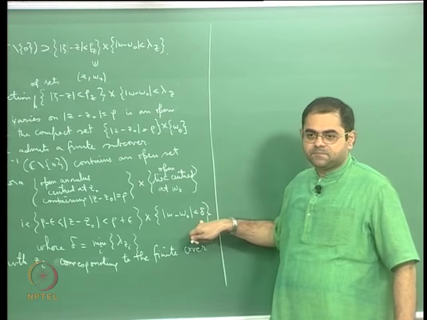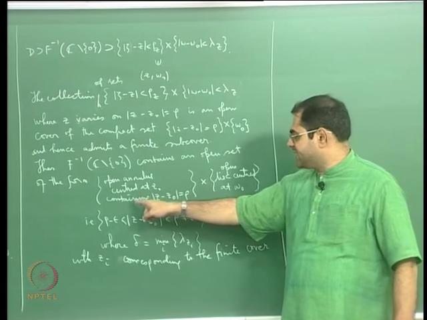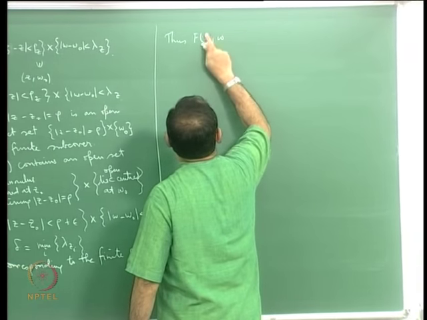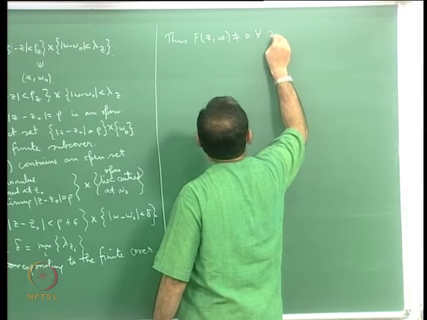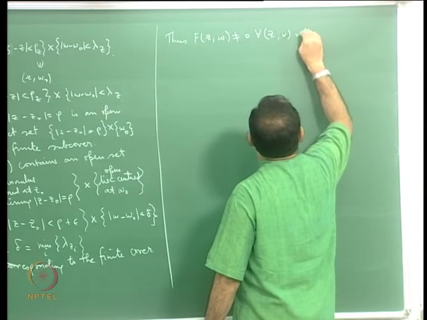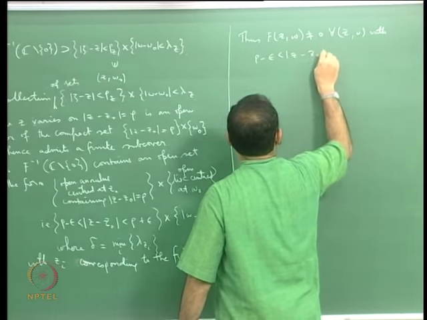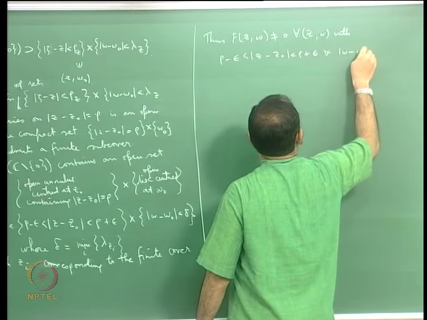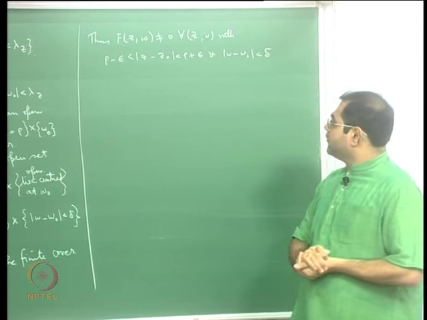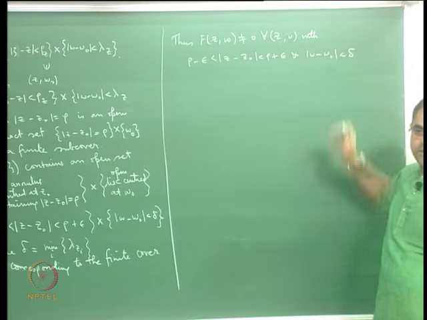for all w in this disk, the function f(z, w) does not vanish with z here. That is, f(z, w) is not 0 for all (z, w) with this condition: rho minus epsilon less than |z − z₀| less than rho plus epsilon, and |w − w₀| strictly less than delta. This is what happens. Now, this is an annulus containing the circle cross a disk centered at w₀. The function does not vanish there.